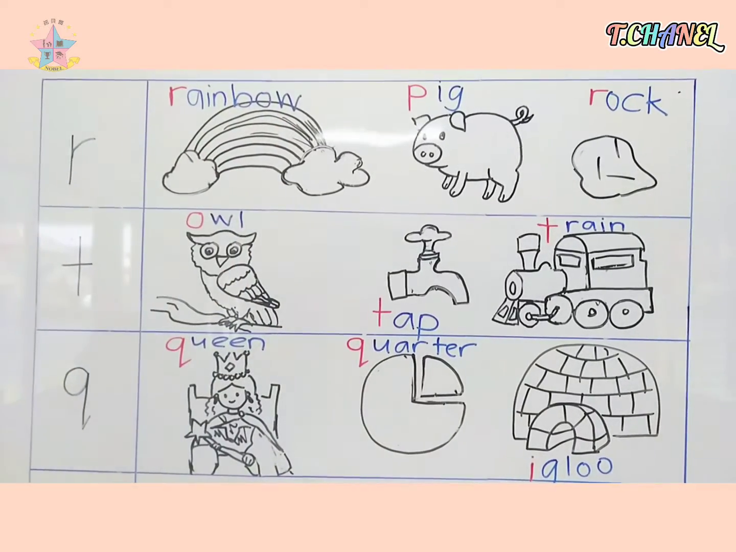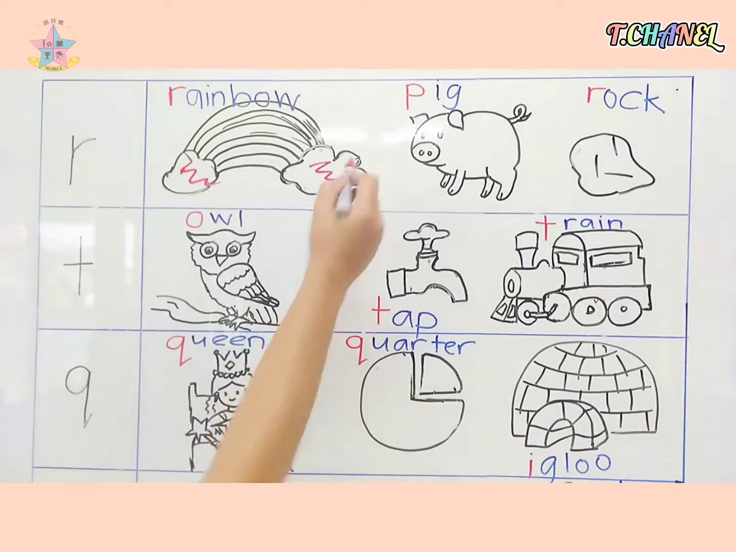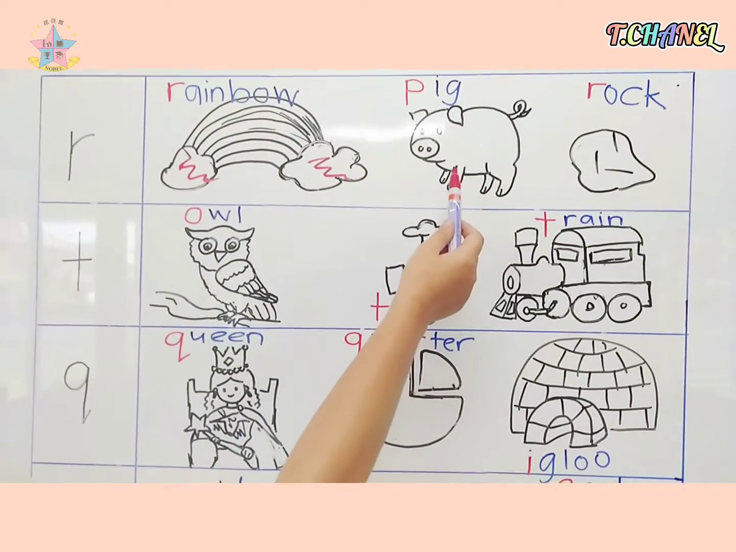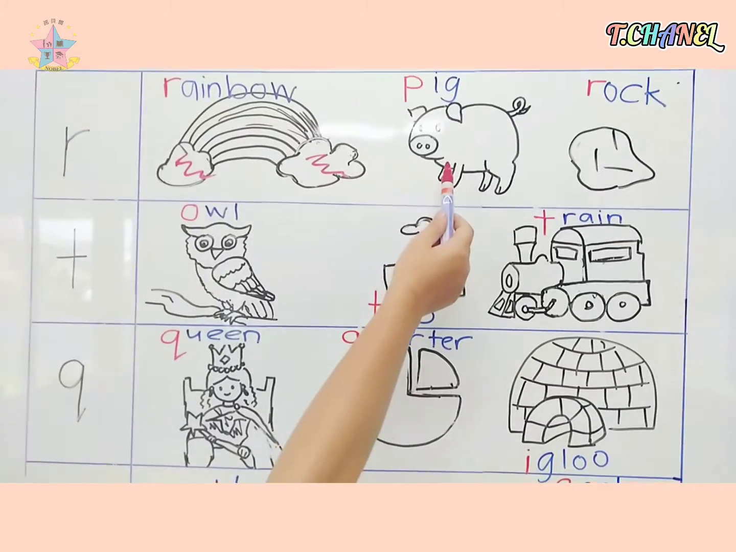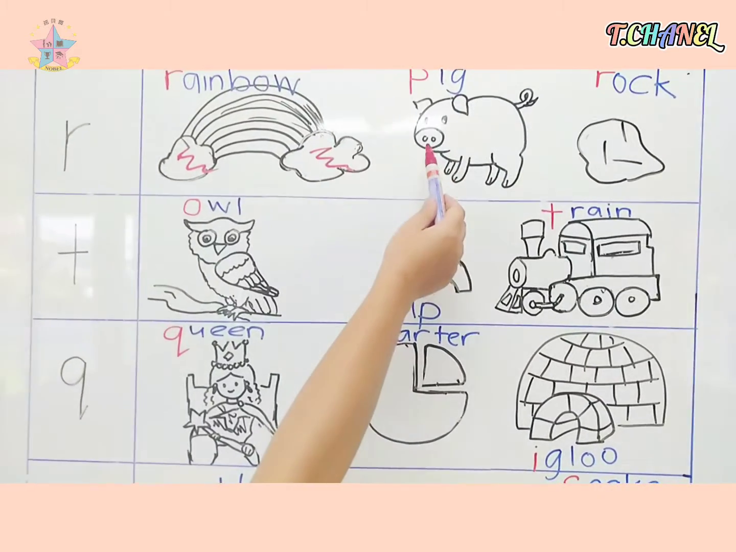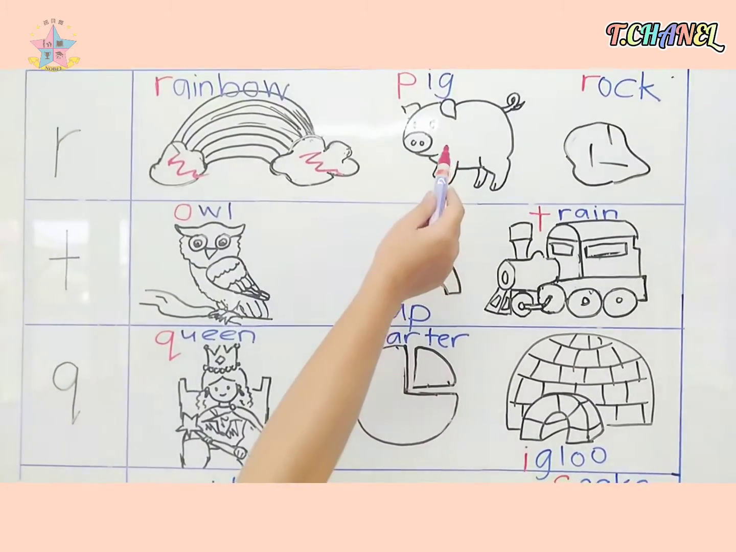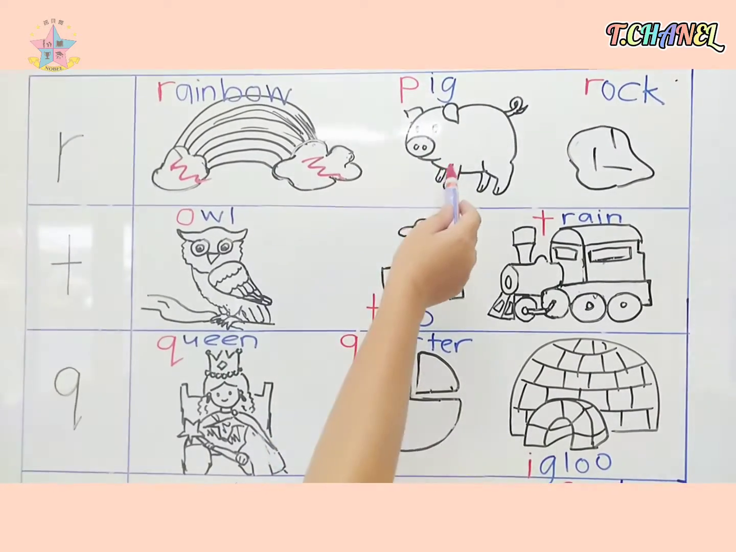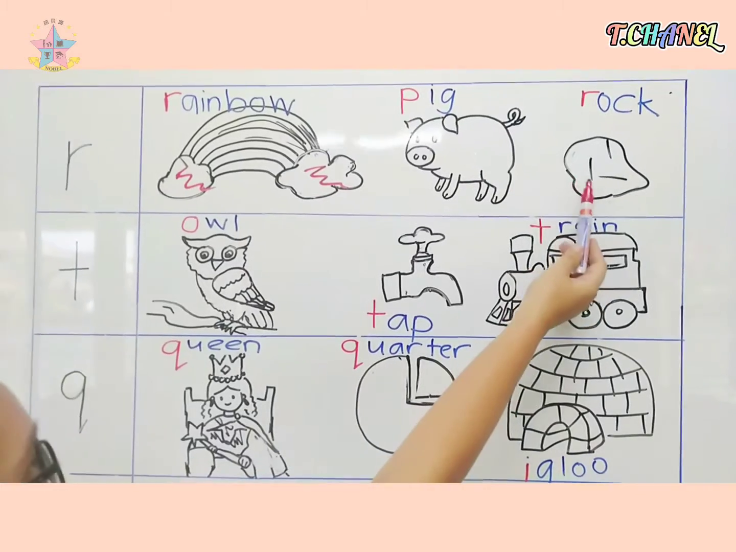Is this R? Yes. Color. Okay. What picture is this? This picture of pig. P, pig. P, pig. Children, is this letter R? No. So don't color.